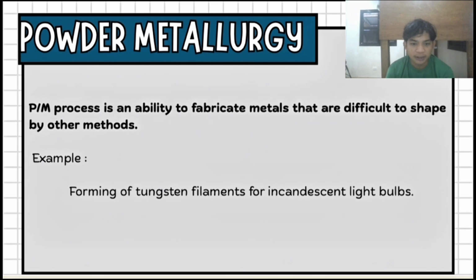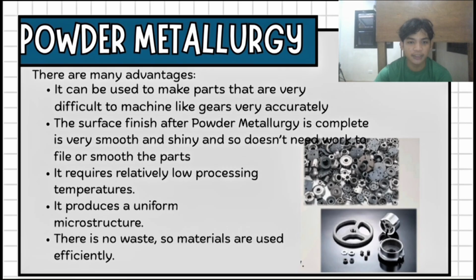The main strength of powder metallurgy is its ability to fabricate metals that are difficult to shape by other methods, especially high melting point metals or unique alloys. A perfect example is the forming of tungsten filaments for incandescent light bulbs, which would be extremely difficult using traditional casting or machining. Finally, let's summarize the significant advantages that make powder metallurgy a valuable technique.